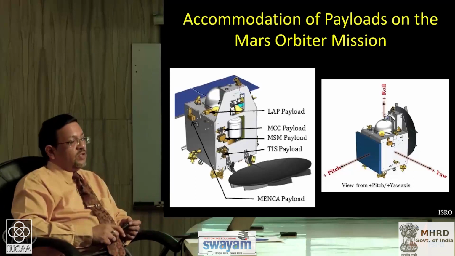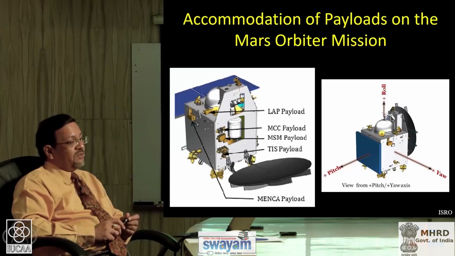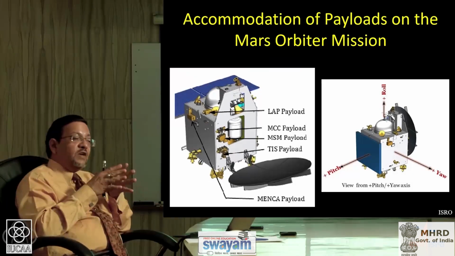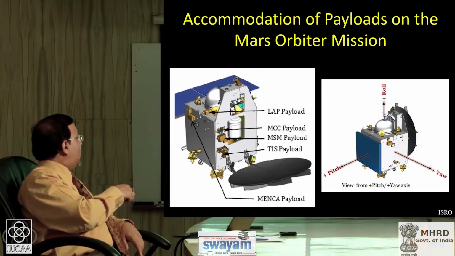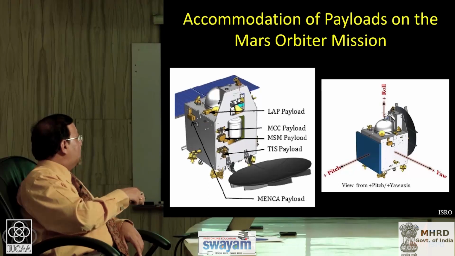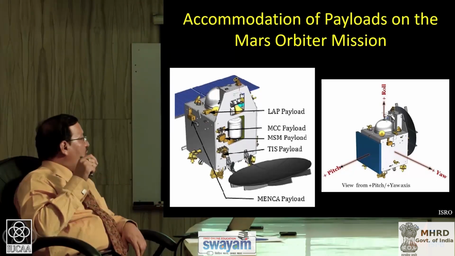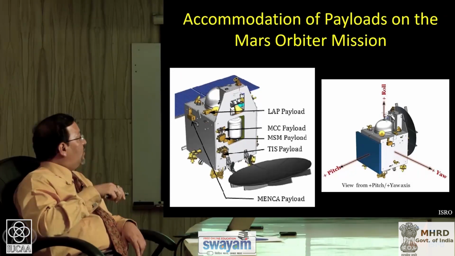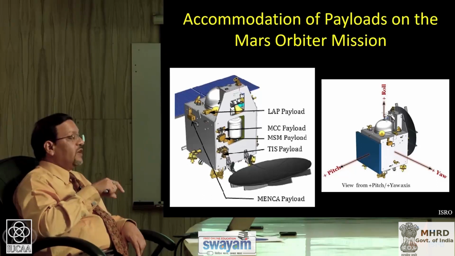This shows the accommodation of these payloads or the experiments on the MOM mission, and you can see here that all these imaging payloads are mounted on one side of the spacecraft because they are all meant to look towards Mars, but MENCA is mounted along the roll axis. This is the roll axis of the spacecraft, and the point here is that MENCA is looking at the in situ measurement of the atmospheric constituents, and therefore, it has to be along the velocity vector which is along the roll axis.